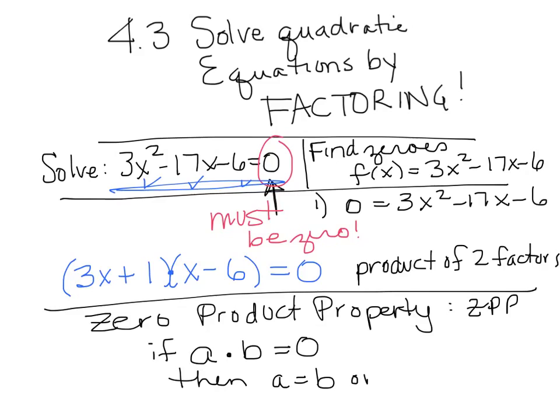That is only true if A is equal to 0 or B is equal to 0. Or it's also true if they're both equal to 0, to completely finish that property. It does say both could equal 0. So we're going to use this idea for solving our equation.